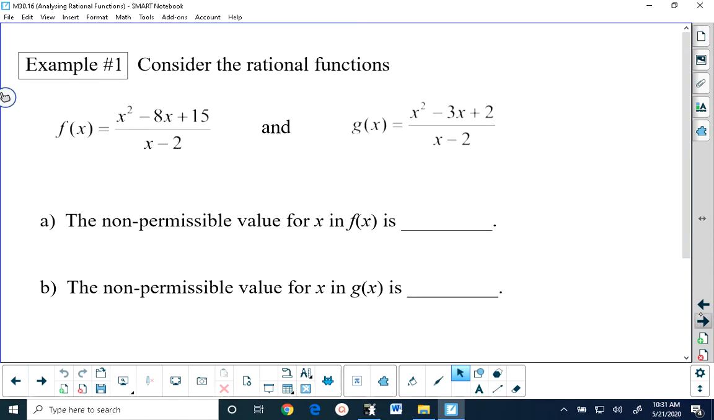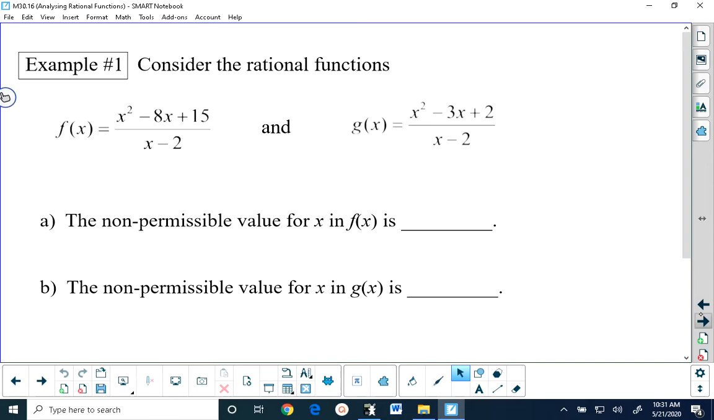As a warm-up, we're going to look at two rational functions, f of x and g of x. F of x is x squared minus 8x plus 15 all over x minus 2. G of x is x squared minus 3x plus 2 all over x minus 2. They both have denominators that contain x, and that's why they're called rational functions.